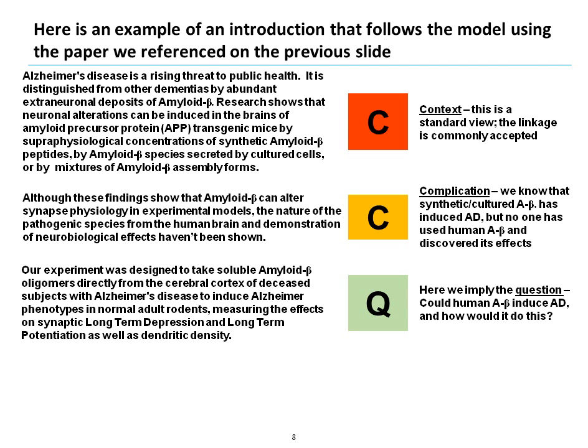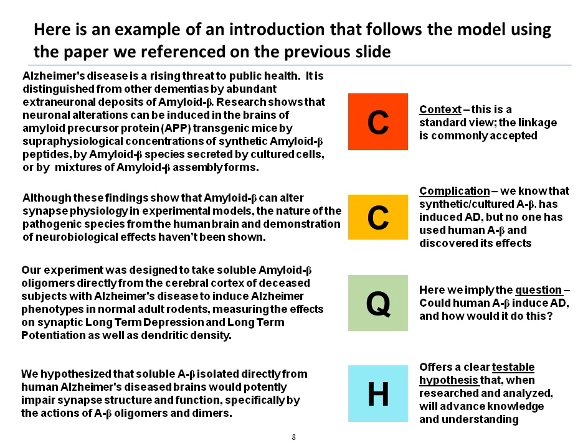Next, we have our question. Our experiment was designed to take soluble amyloid beta oligomers directly from the cerebral cortex of deceased subjects with Alzheimer's disease to induce Alzheimer phenotypes in normal adult rodents, measuring the effects on synaptic long-term depression and long-term potentiation, as well as dendritic density. So here we imply the question, could human A-beta induce AD in transgenic mice, and how would it do this?